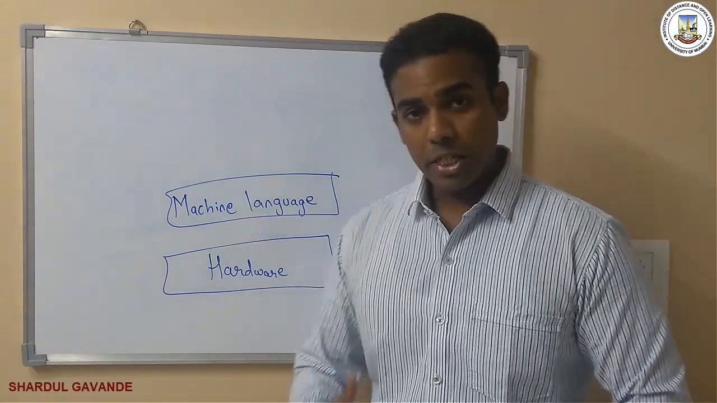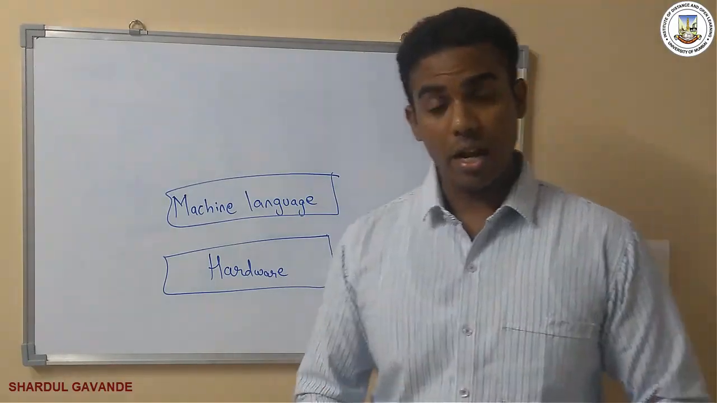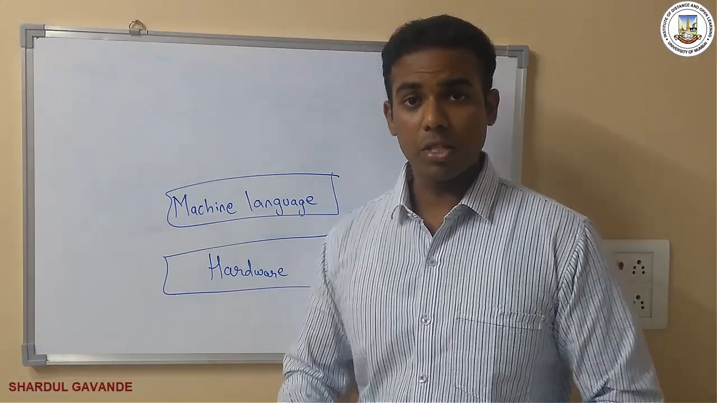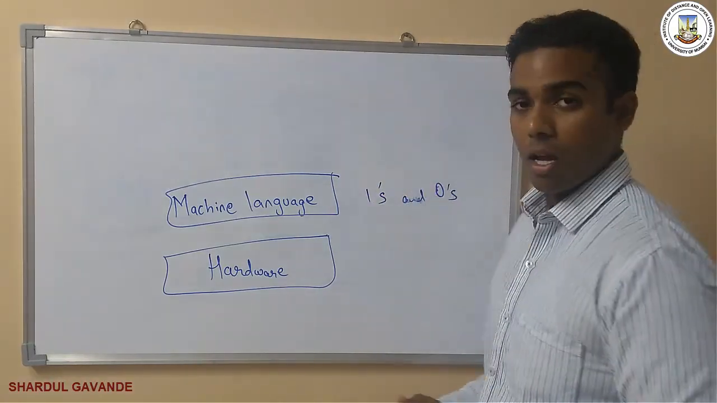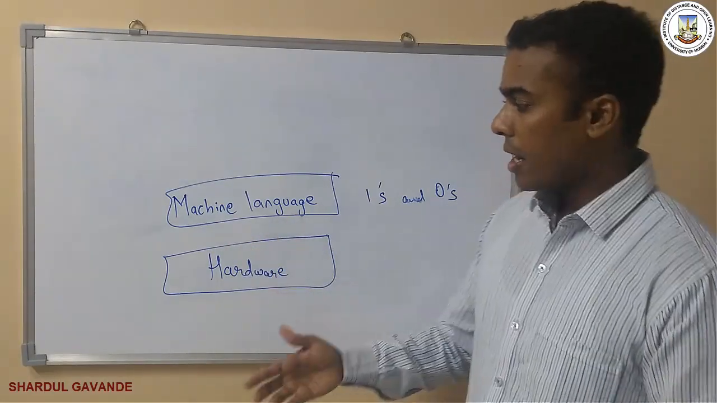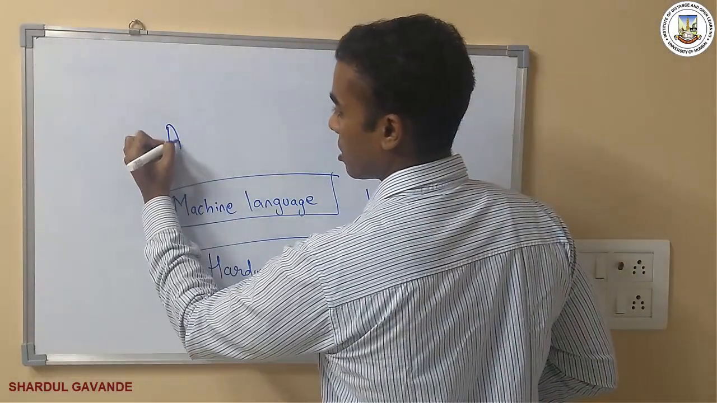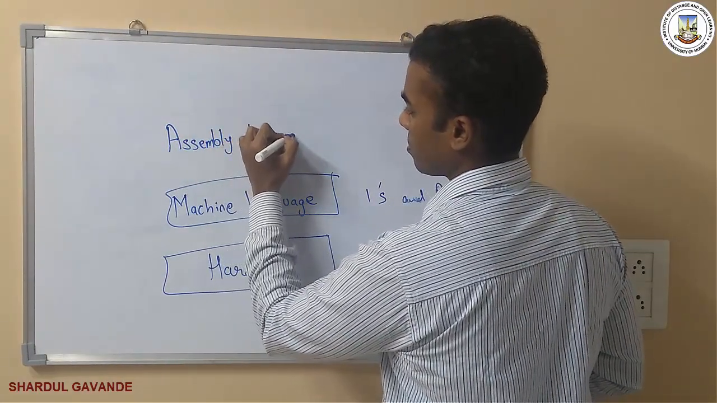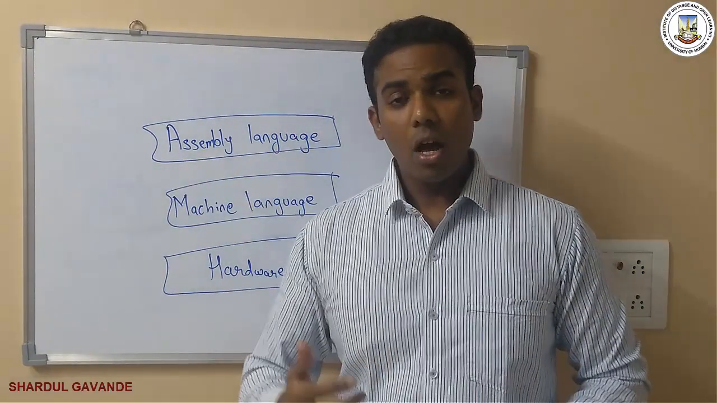So what exactly is a machine language? The name itself says machine language, which means something which machines would understand. Machines do not understand the English language. They understand their own machine language, which is nothing but ones and zeros, also called binary language. So this is my machine language. And after machine language, we have our low level language, which is nothing but our assembly language. This assembly language is our low level language.